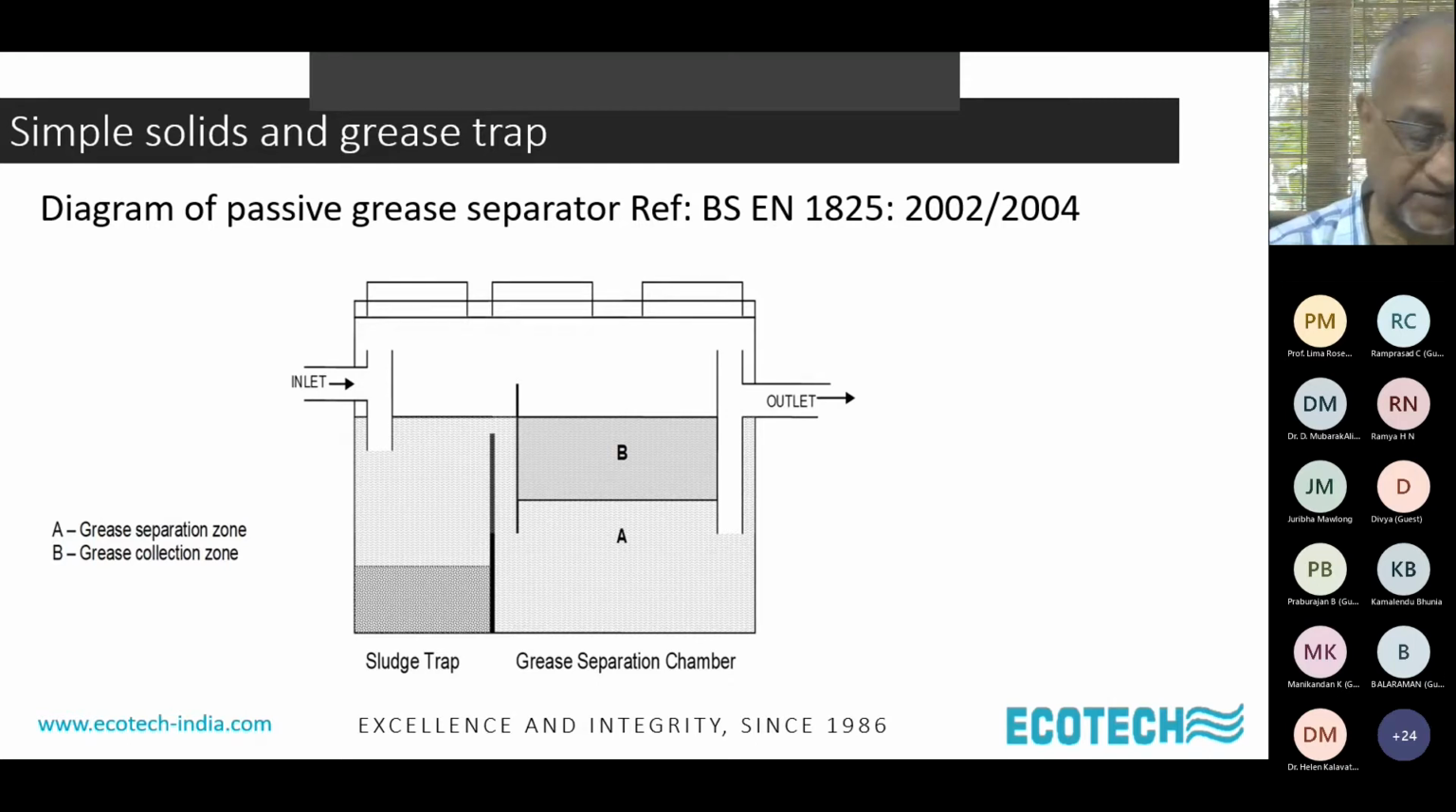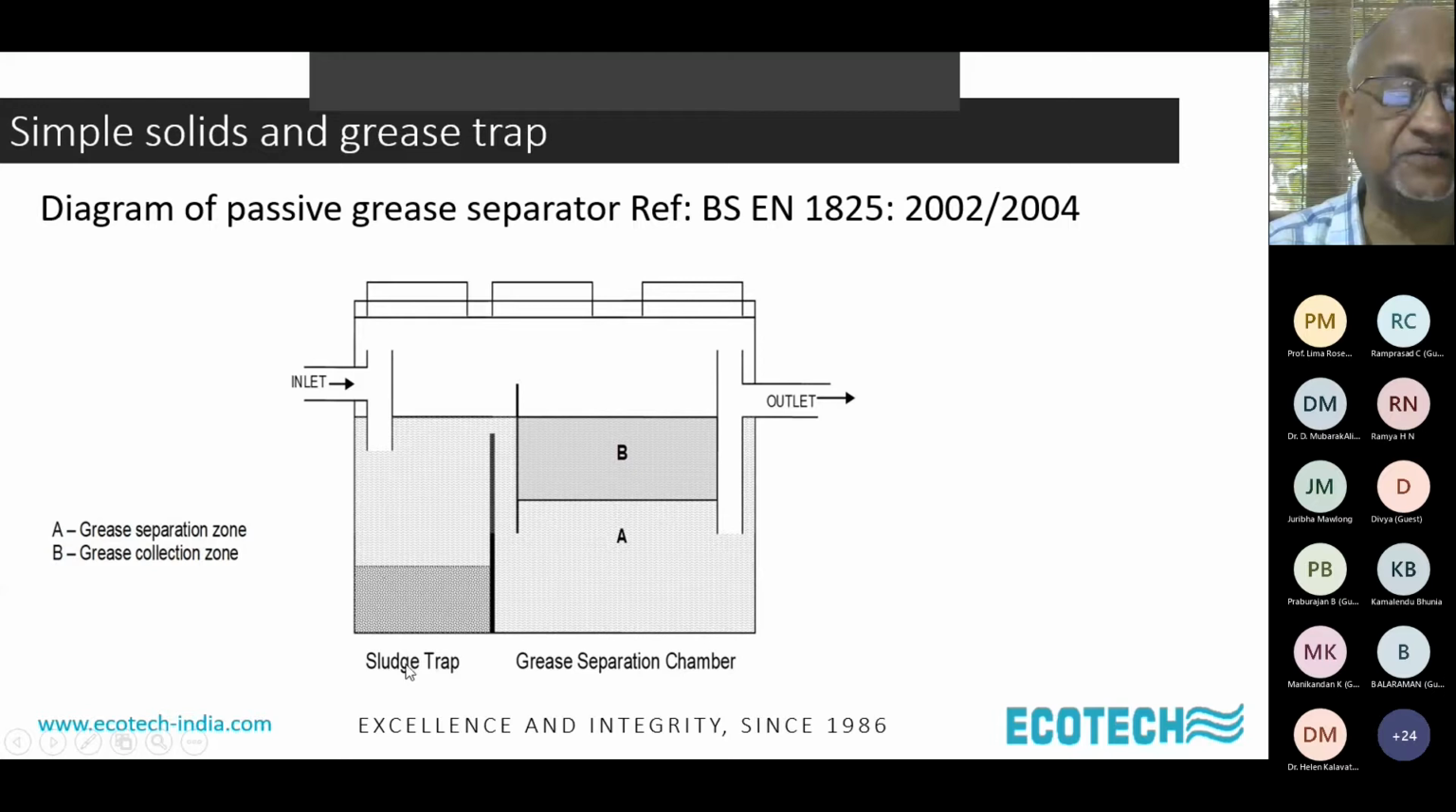And in fact, for some of the industrial wastewater treatment plants where we were not very familiar with the anaerobic treatment, we have conducted anaerobic treatability studies on a small scale, on a bench scale, and then come up with the design criteria. So this is the diagram of a passive grease separator, per BS EN 1825, as I said.